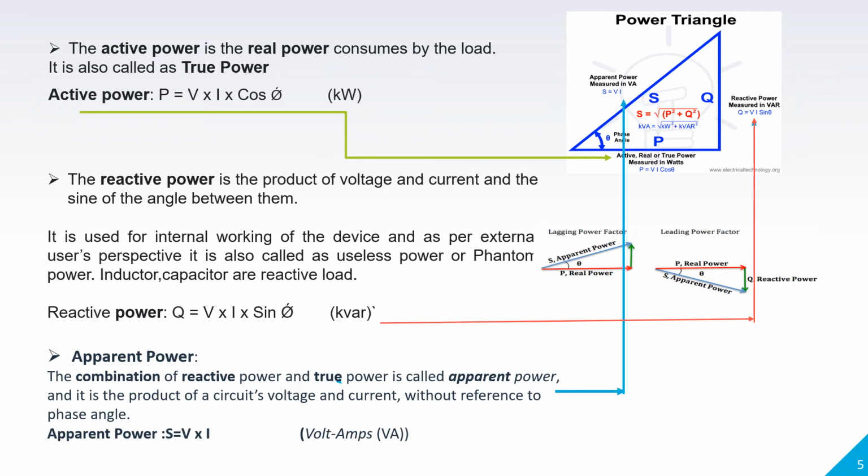And if we want another formula, we can write kVA is equal to square root of kW square plus kVAR square. So that is apparent power and the unit is volt amps, that is VA. See, here there is no phi component.